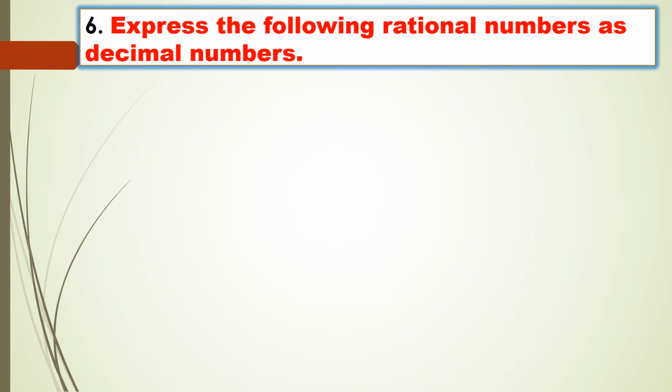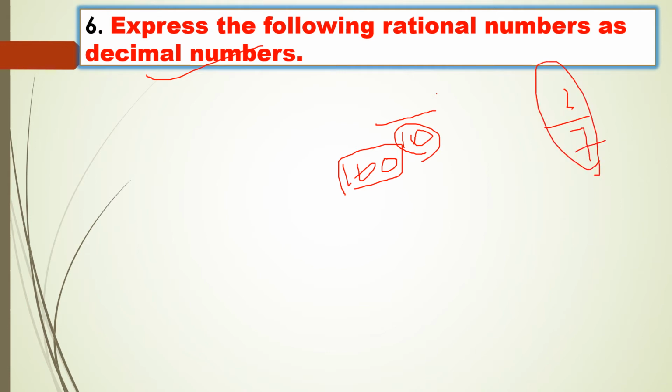So here is the next question. Express the following rational numbers as decimal numbers. There are two types of rational numbers which we can make into decimal numbers. Simple: if the denominator is 10, like 100 or 1000, in terms of powers of 10, then you can directly change them. Some rational numbers will be like 2 by 7; for this you should divide and see. For the other type, no need of division.